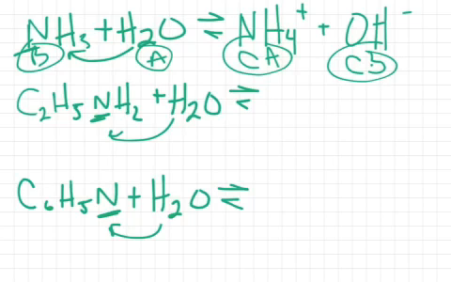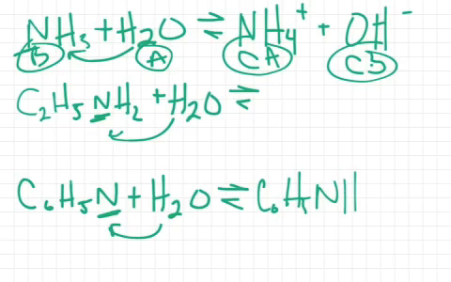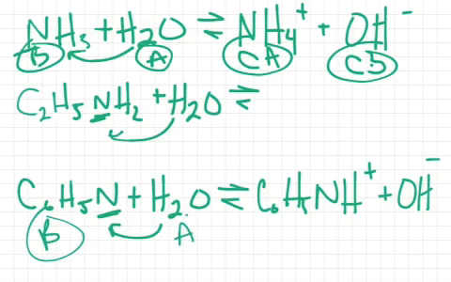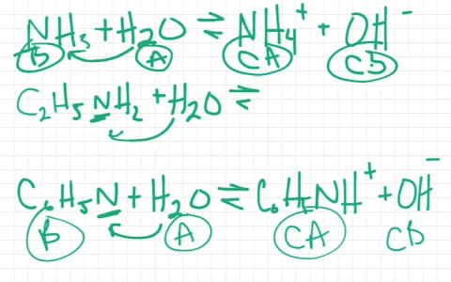So if I just skip to the third one here, same thing. C6H5N does not change, but I want to show that it gained a proton, which is in the form of a hydrogen, and that what was left behind was a hydroxide. So this acted as the base, water acted as the acid, which means going backwards, this would be the conjugate acid, and this would be the conjugate base.